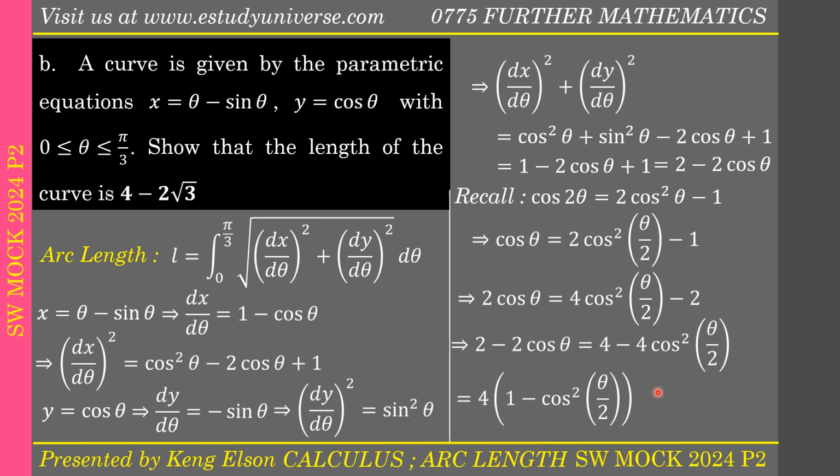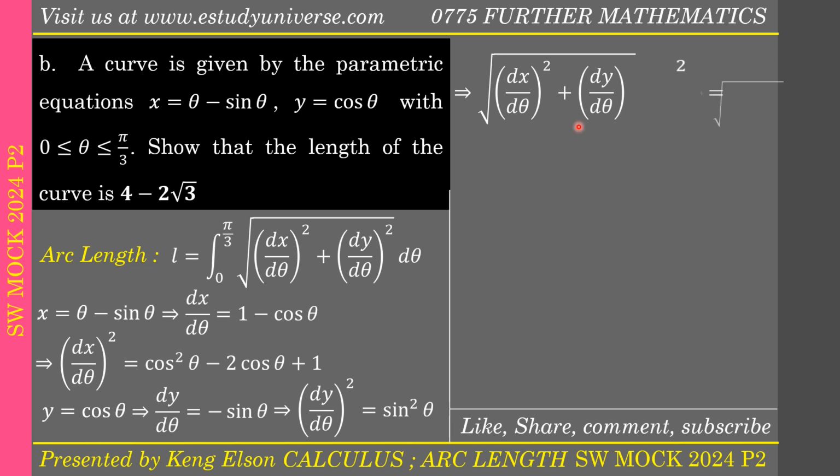Now from there you realize that you can factorize 4, and you're going to get 4 into 1 minus cos square theta on 2. But 1 minus cos squared of an angle is sine squared of the angle. That is the first identity. So 1 minus cos squared theta on 2 should definitely give us sine squared theta on 2. So you realize that we have converted it to something that you can easily find the square root of.